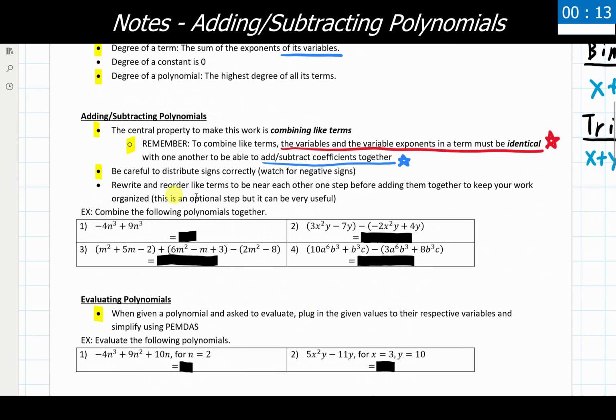So let's take a look at these four examples here first and see some ways that we can combine like terms, distribute negatives, and maybe go through one or two routes of reordering these things to combine them together.